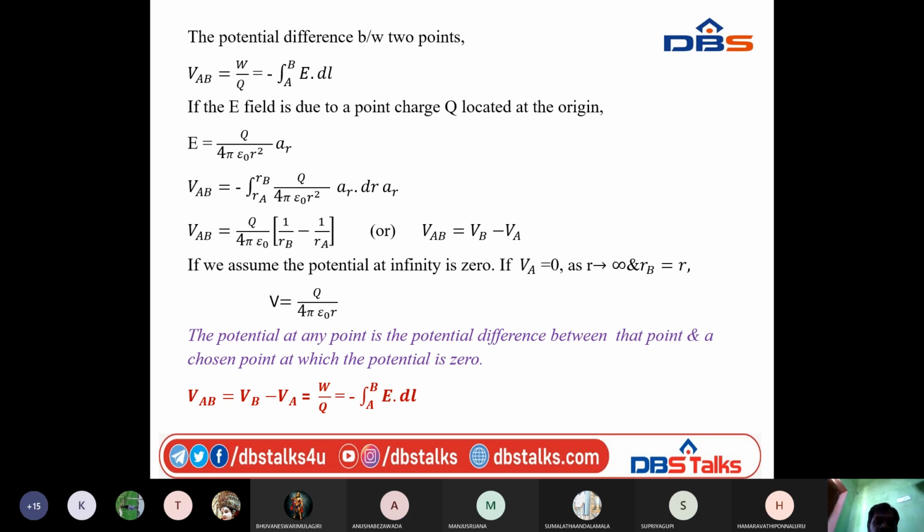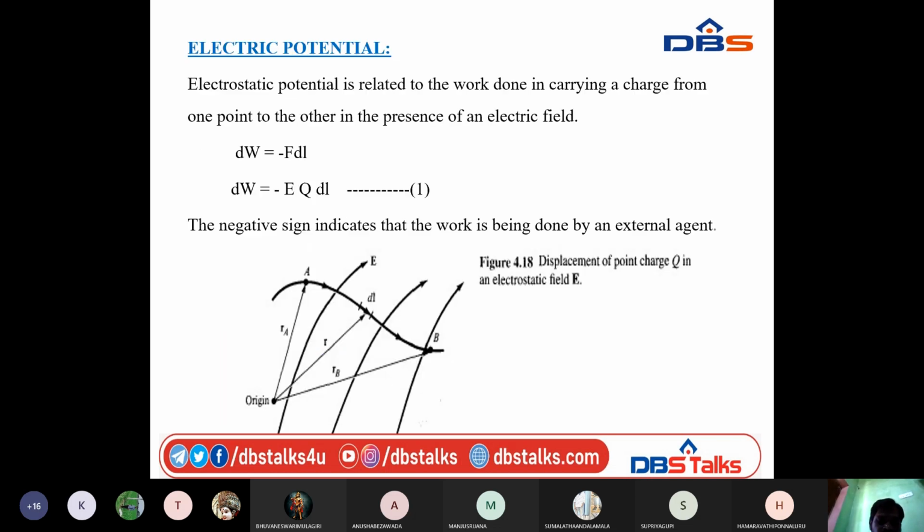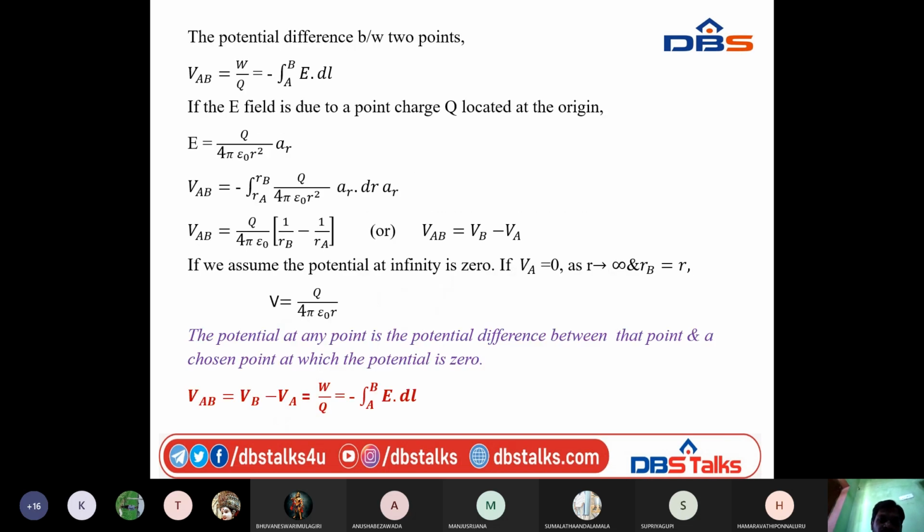Then we get V suffix AB equal to the integral. Here the radius is r_A and this one is r_B, so it is moving from r_A to r_B. Let me consider the integral starting value as r_A and the ending value as r_B. Let me substitute the E value into the above equation, and the integral simplified value will come.